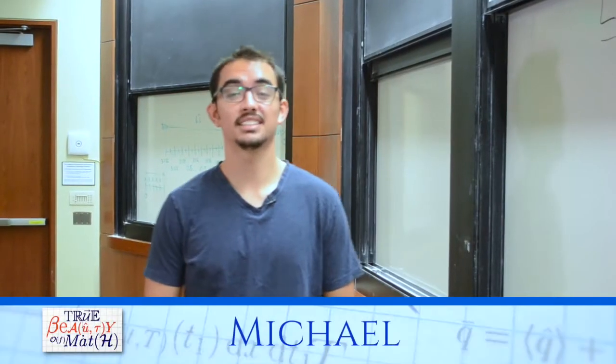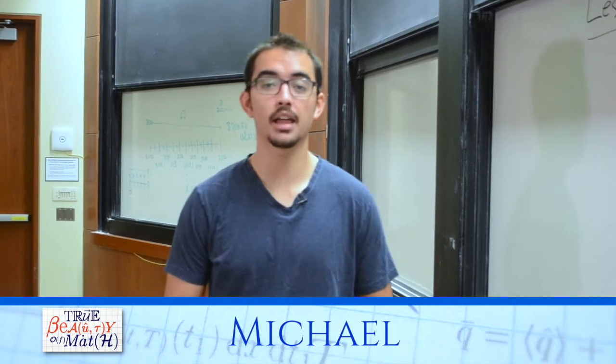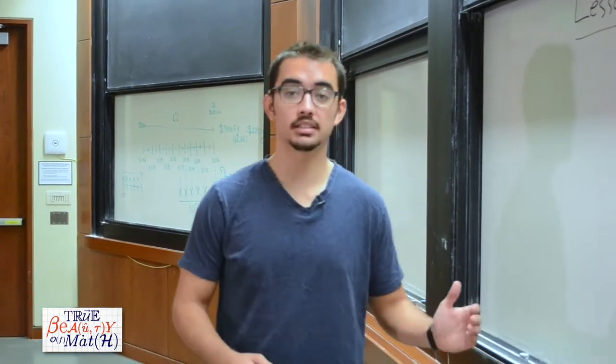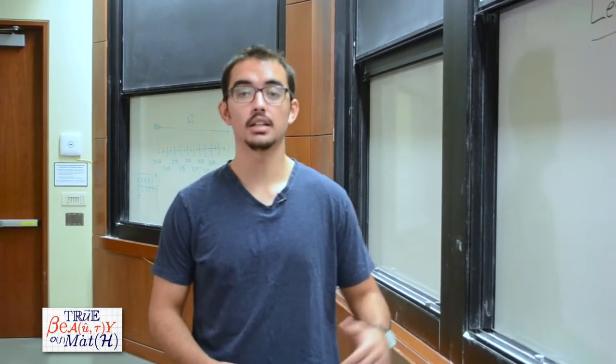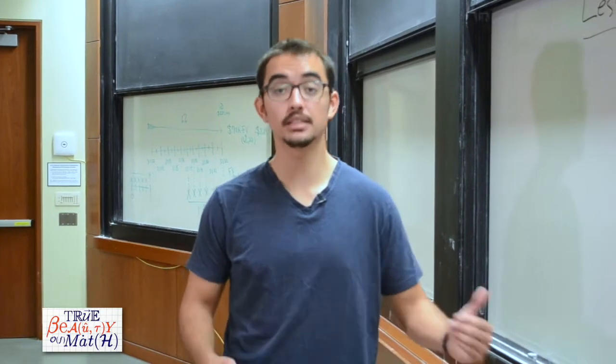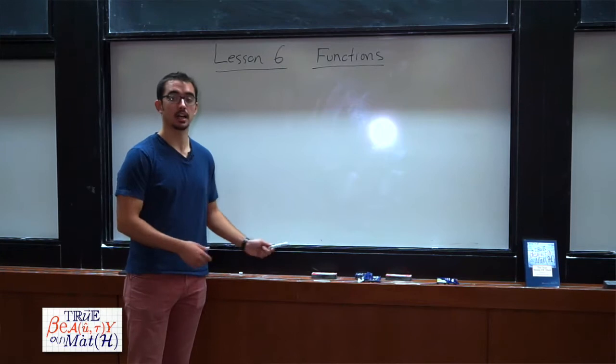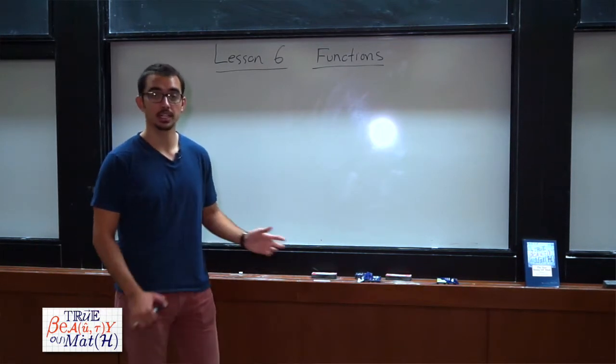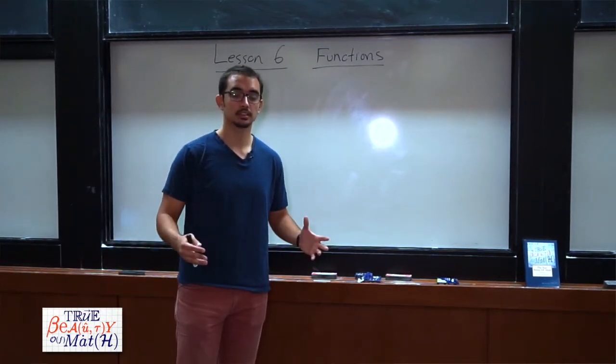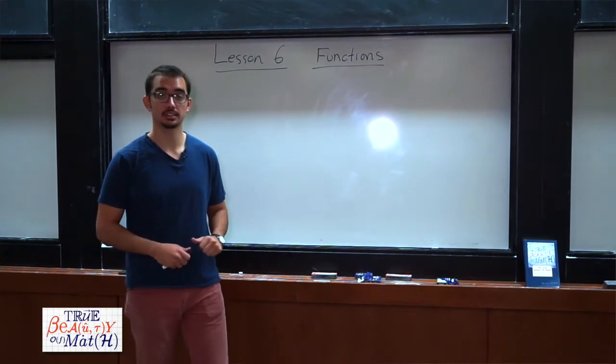Hey guys, welcome to lesson 6 on the true beauty of math, where now we're going to leave behind individual sets for a little while and start talking about functions between sets. Namely, we just learned enough about sets to derive Russell's paradox, of lesson 5. So now let's start asking about what happens when we have more than one set around.